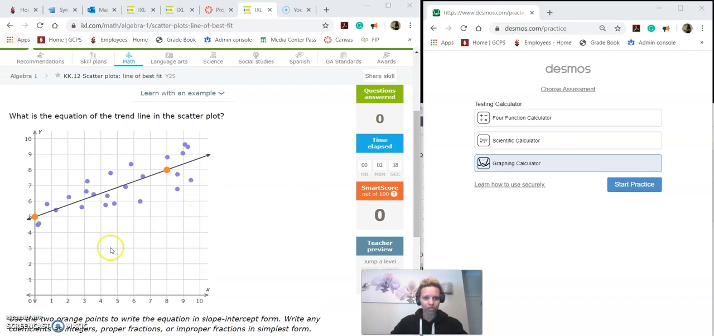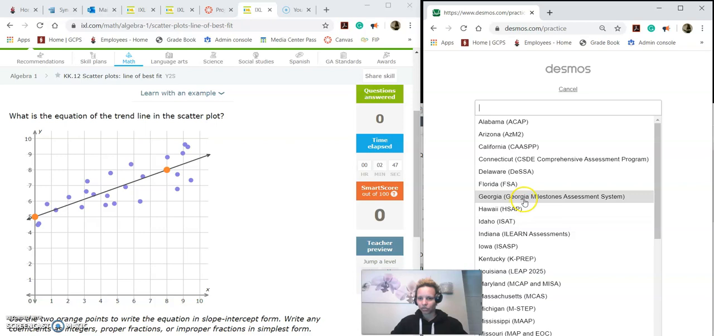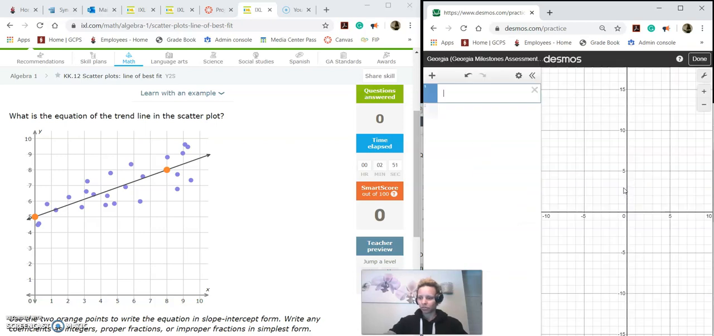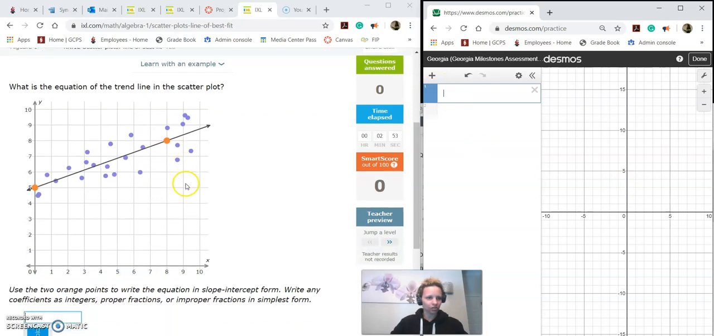As usual, split your screen, half on iXL and the other half on desmos.com/practice. Then we're going to choose the assessment. Of course, you want to go Georgia Milestones, high school graphing calculator, start the practice. All right, so that's up and running, ready for you to go.